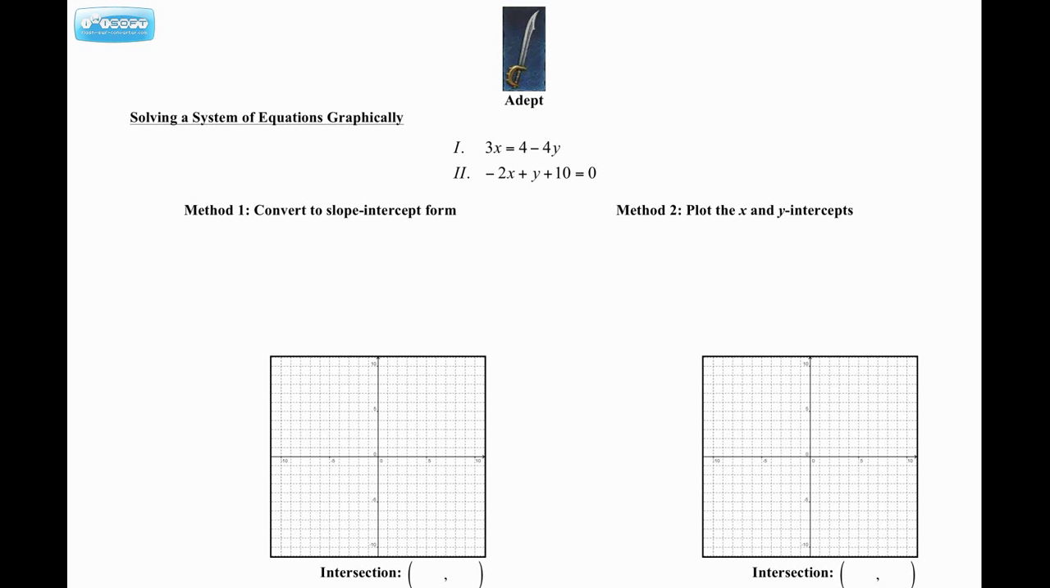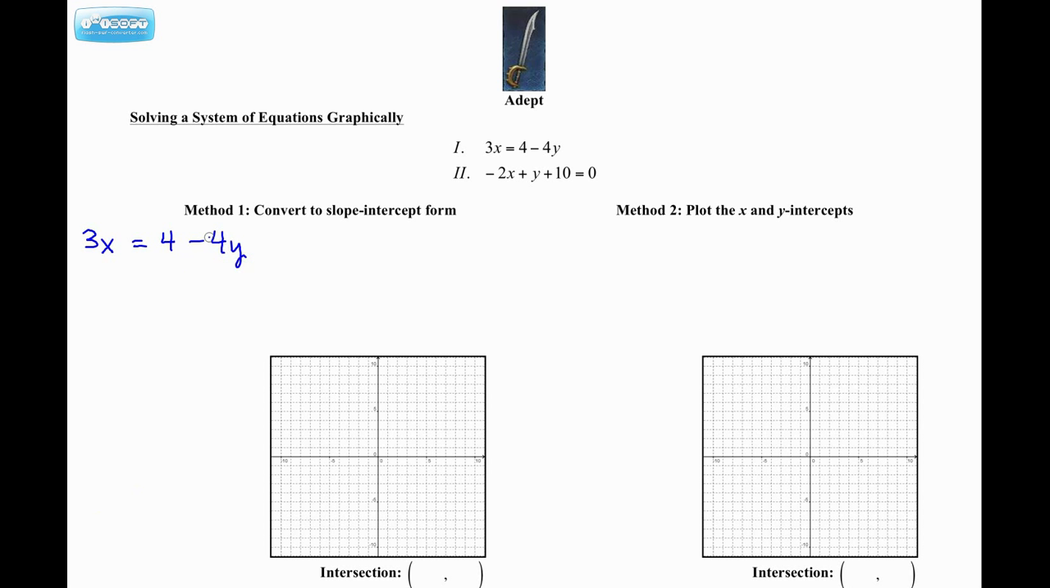Okay, moving on to the Adept level for Chapter 8, Sections 1 and 2. We're continuing on with solving systems graphically, but if you look at the system here, it's just a little bit more complicated looking, but we're not going to really do anything new. So let's isolate y so we can express it in slope-intercept form. So this gives me, I'll just write it out again, 3x is equal to 4 minus 4y.